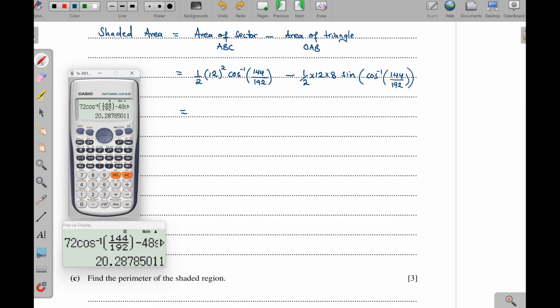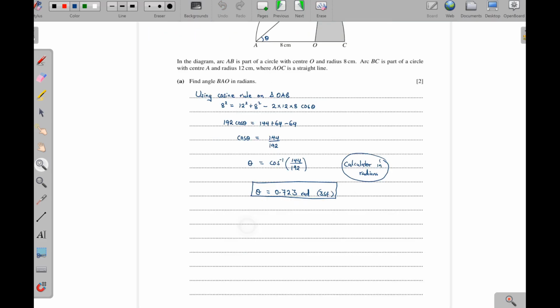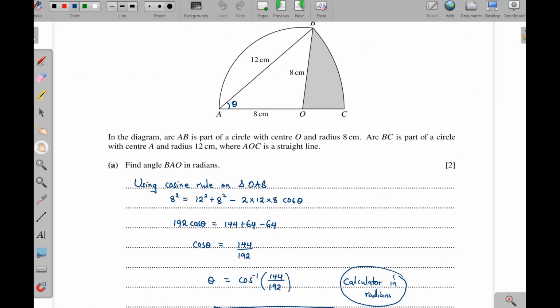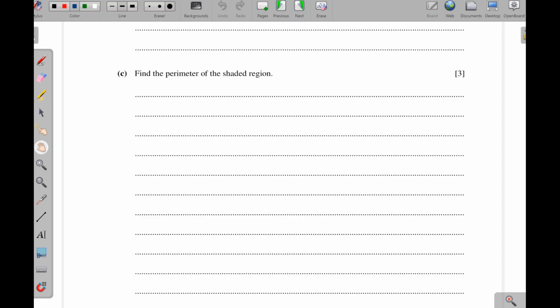Then we shall get our answer as 20.3 to three significant figures. This one will be in centimeters squared to three significant figures. I've written centimeters squared, but are units given in centimeters here? Yes, they're given in centimeters, so area will be in centimeters squared. Then part C, find the perimeter of the shaded region.